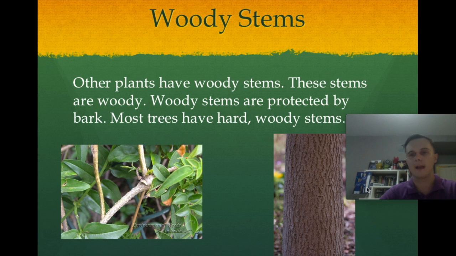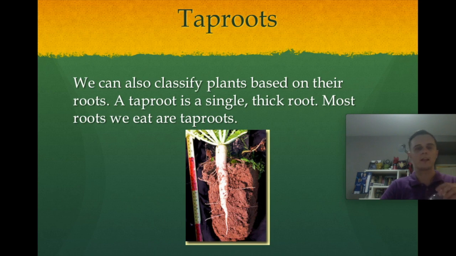But other plants have woody stems. So you know what wood is. You know the thing that we use to make chairs and tables. You all know what wood is. So some stems feel like wood. So woody stems are protected by bark. This brown stuff on the edge of the stem is called bark. And trees have very, very hard, very woody stems. I think you all know that we get our wood from trees. That's because they have woody stems. Okay.